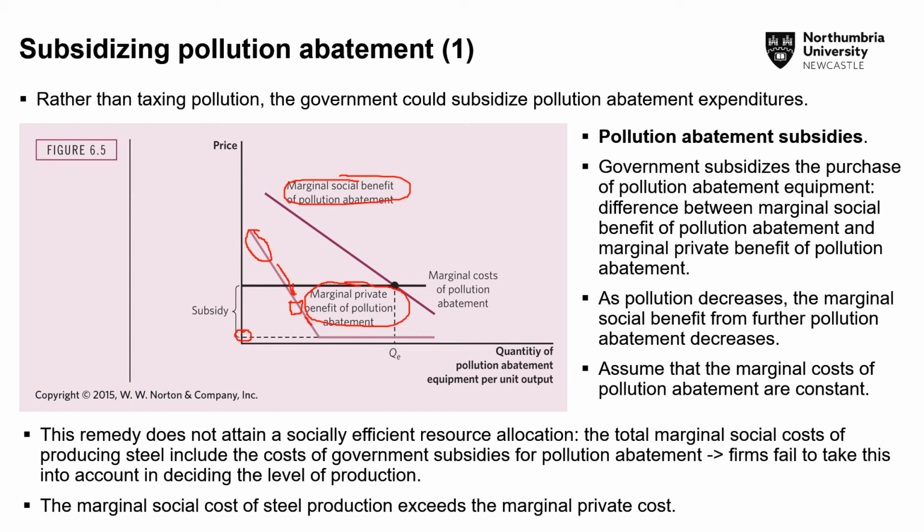What is the result of that? The marginal private benefit of pollution abatement curve is then equated with the marginal social benefit of pollution abatement curve. And then the expenditure on pollution abatement equipment is equal to the efficient level. So an efficient quantity of pollution abatement equipment per unit output is purchased.